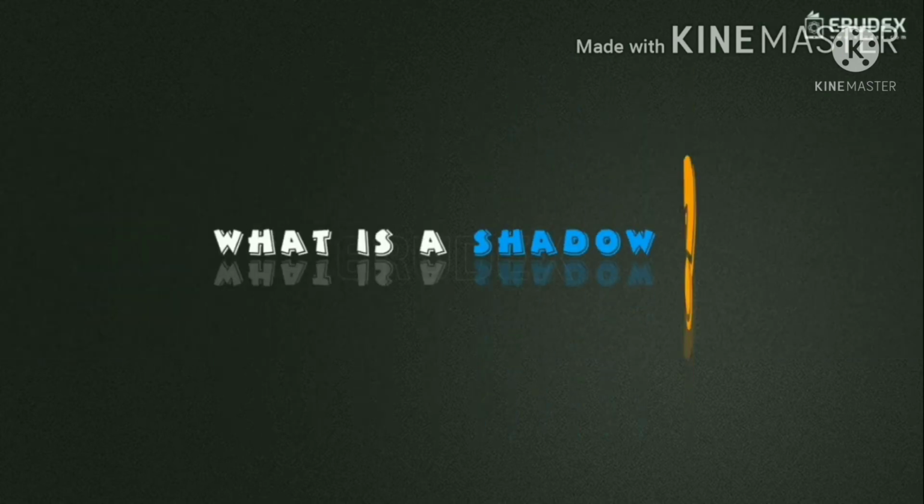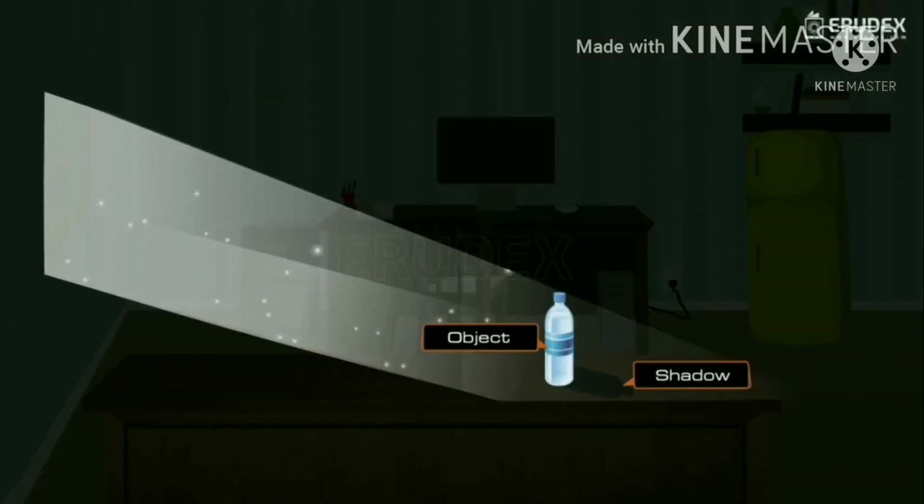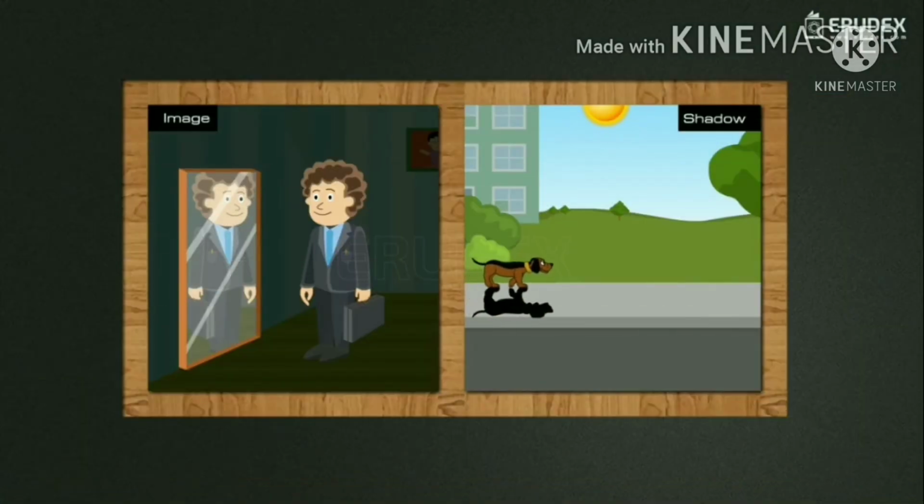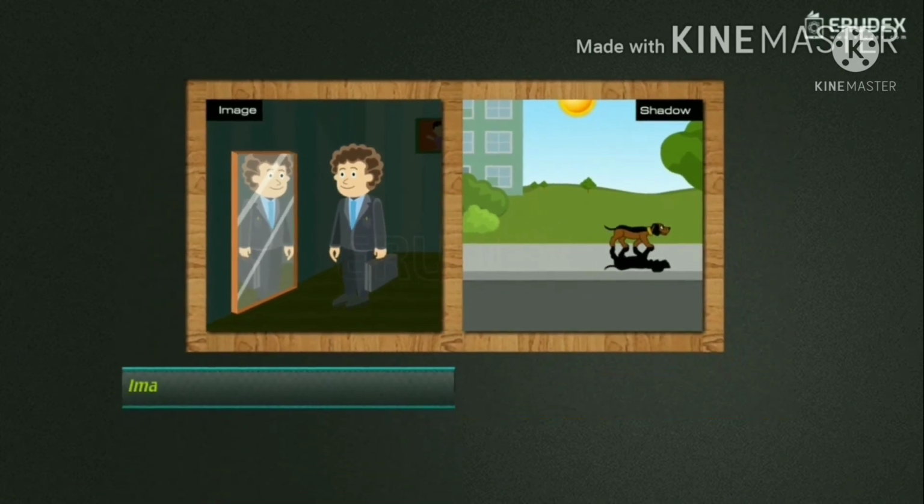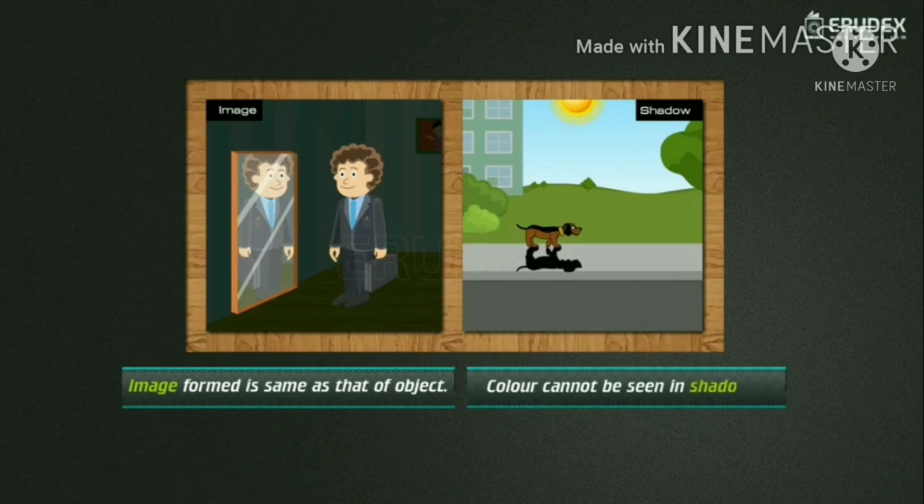But what is a shadow? It is a dark area where no light is present, or otherwise, it is just the dark outline of the object. Images and shadows depend upon the position of the light source. The image formed in the mirror is the same as that of the object. Colors are seen, whereas color cannot be seen in the case of shadows.